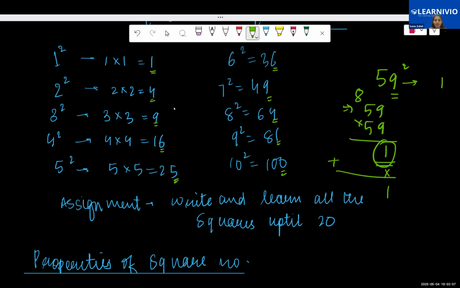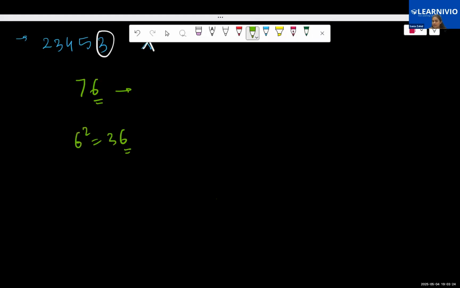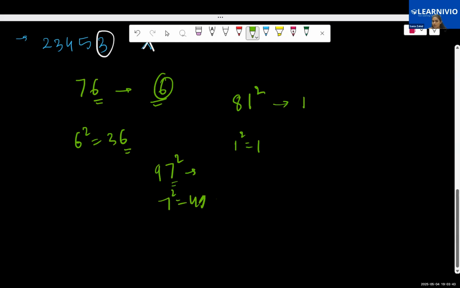Okay, so any number, let's suppose 76. Now, what will 76 square end with? What does the square of 6 end with? 6 square is 36. That means it is ending at 6 only. So 76 square will also end at 6. Okay, let's suppose 81 square. Now, 81 square will end with 1 square. So 1 square is 1 only. So 81 square ends with 1. Let's suppose 97 square. So 7 square ends at 9. So 97 square will also end at 9. So is this thing clear to you?